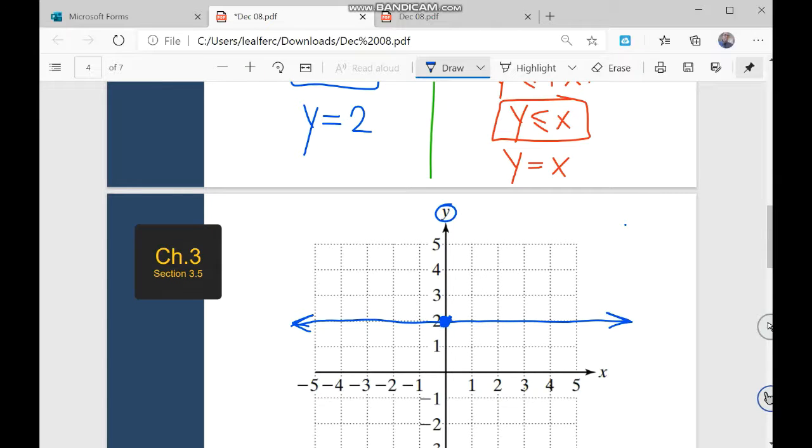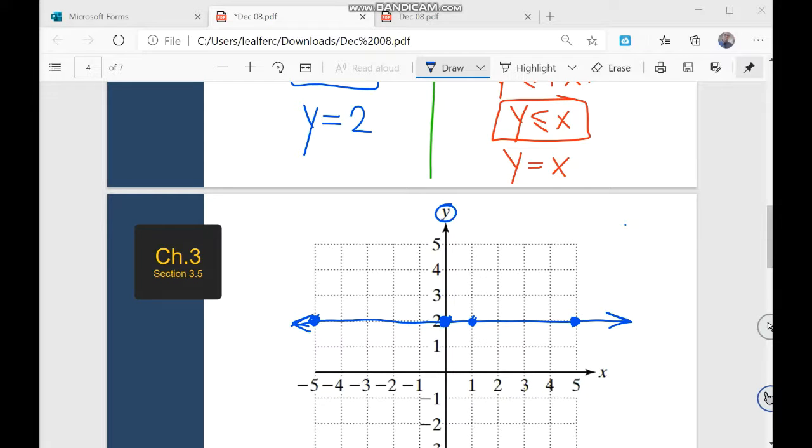And for any x, for x equals 1, y equals 2. For x equals 5, y equals 2. For x equals negative 5, y equals 2. That's what y equals 2 means, and that's the reason it is a horizontal line, because no matter what, y is always going to be equal to 2.